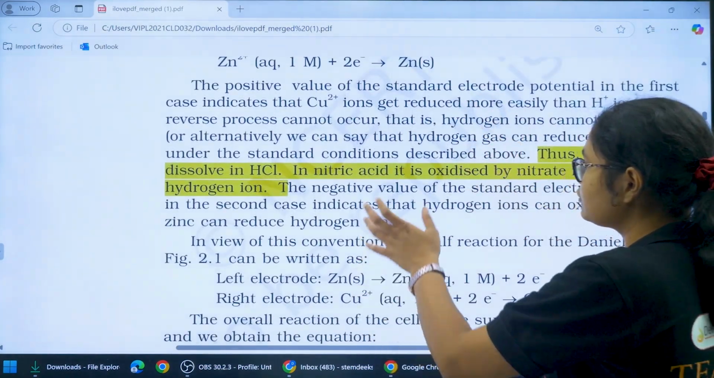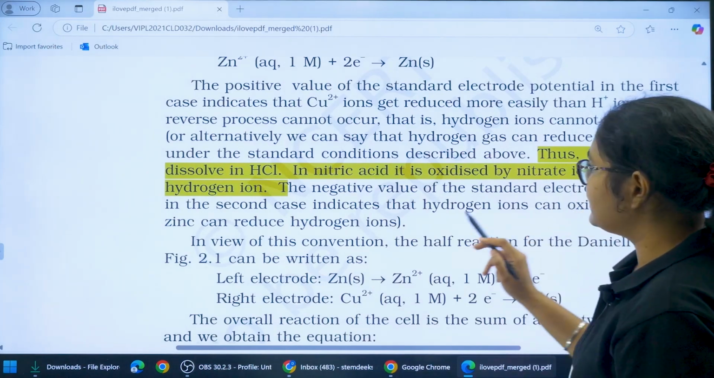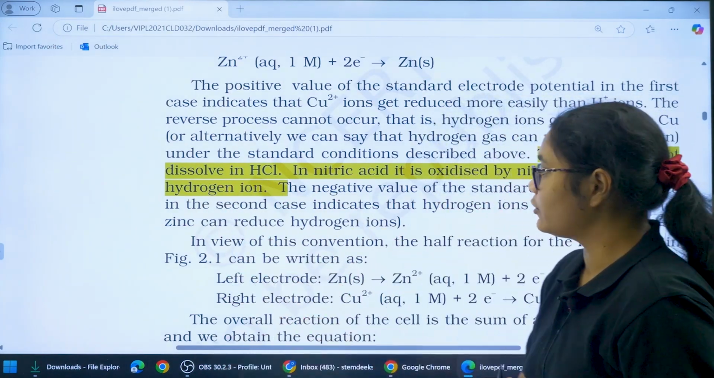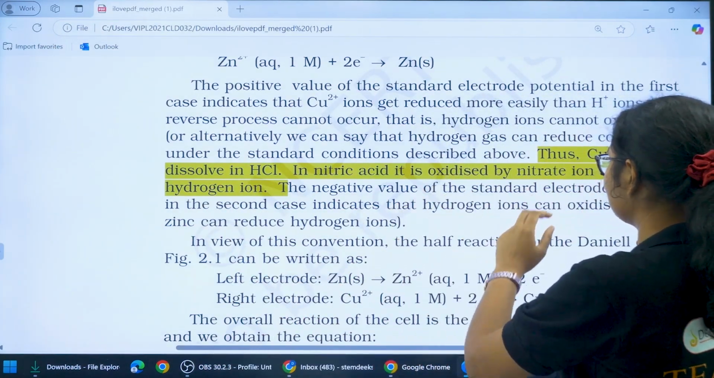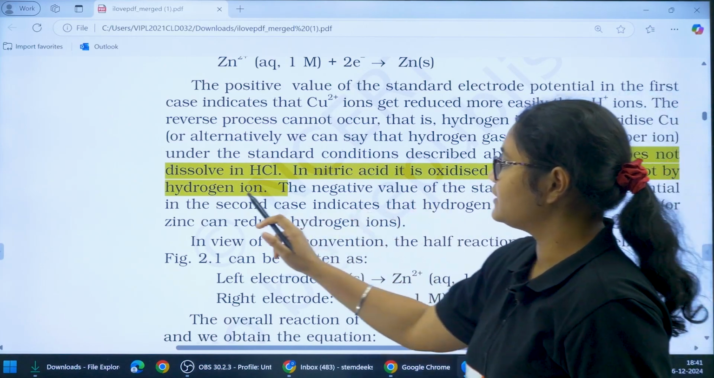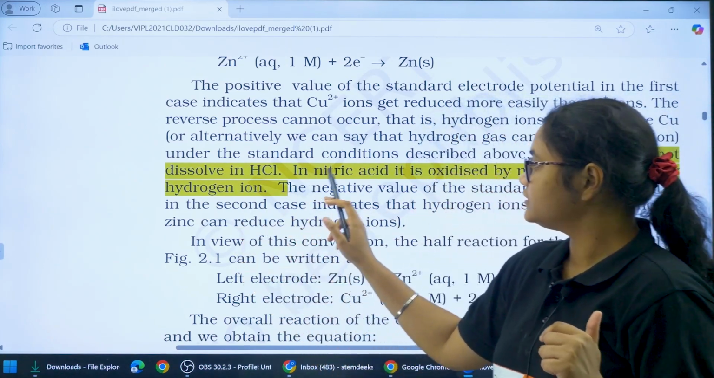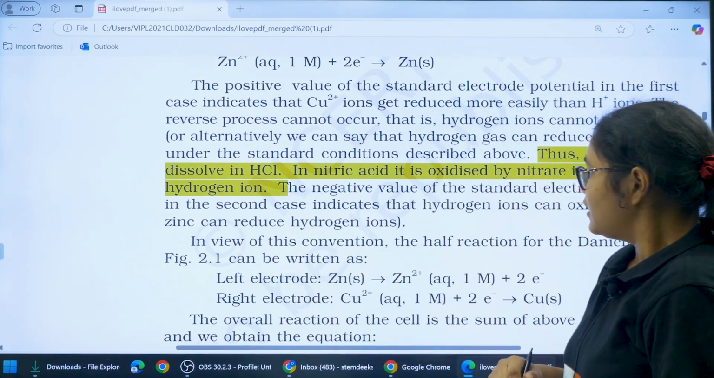Yes, now something about copper. Okay, so the copper does not dissolve in HCl. This is important. In nitric acid it is oxidized by nitrate ions and not by the hydrogen ions. Okay, so these 2 points are important.